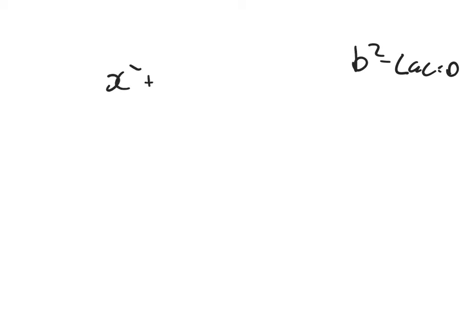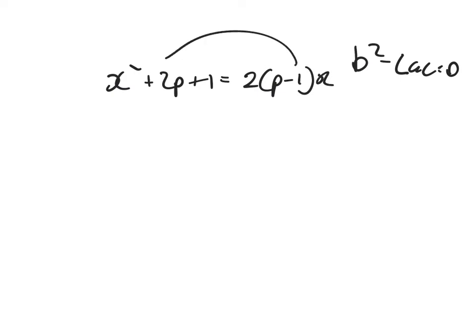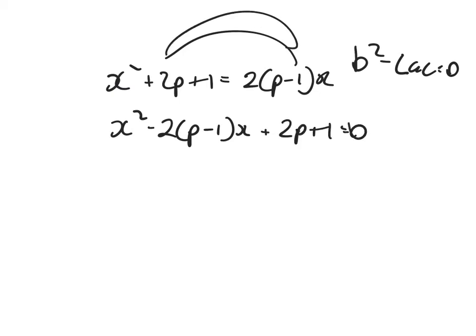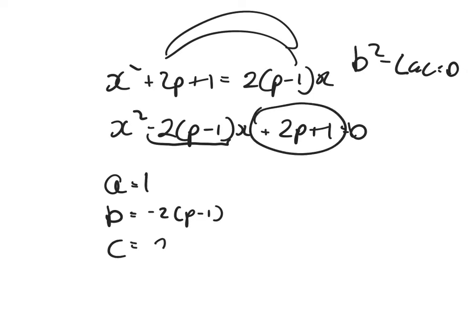x squared plus 2p plus 1 is equal to 2 bracket p minus 1 x. So let's first of all make the thing equal to 0. So x squared minus 2 bracket p minus 1 x plus 2p plus 1 is equal to 0. I've just moved this over and changed its sign. So a is equal to 1. b is the coefficient in front of x, so that's minus 2 bracket p minus 1. And c is everything else, so that's 2p plus 1.